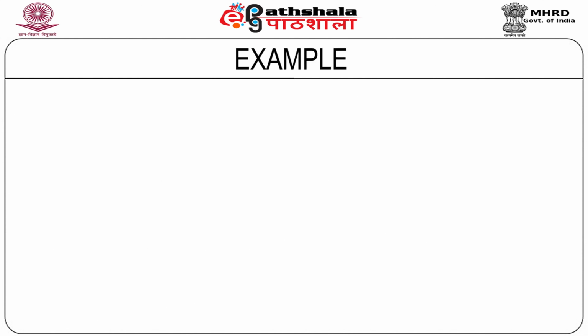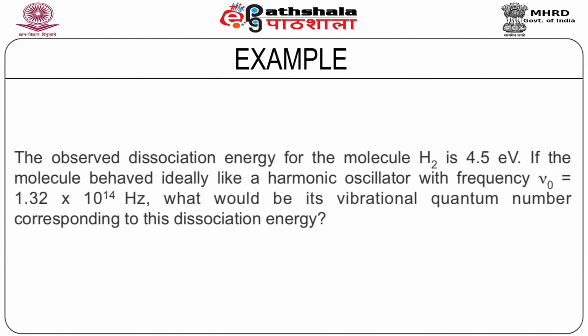So let's do an example. The observed dissociation energy of the molecule H2, that is hydrogen molecule, is 4.5 eV. If the molecule behaved ideally like a harmonic oscillator with frequency nu 0 equal to 1.32 times 10 to the power 14 Hertz, what would be its vibrational quantum number corresponding to this dissociation energy?